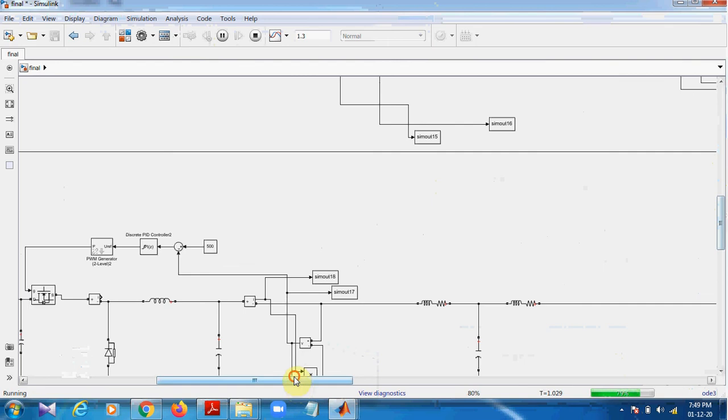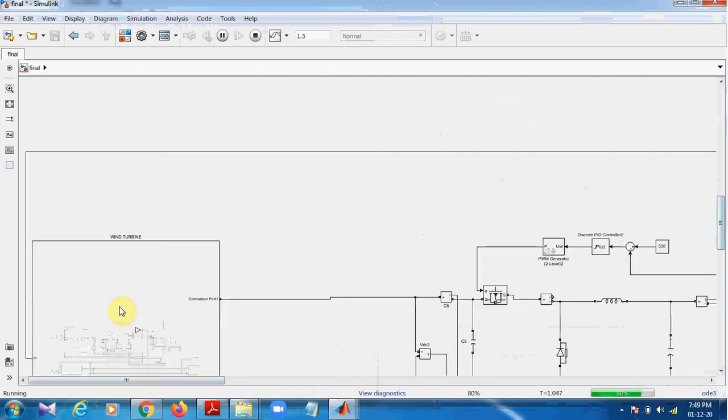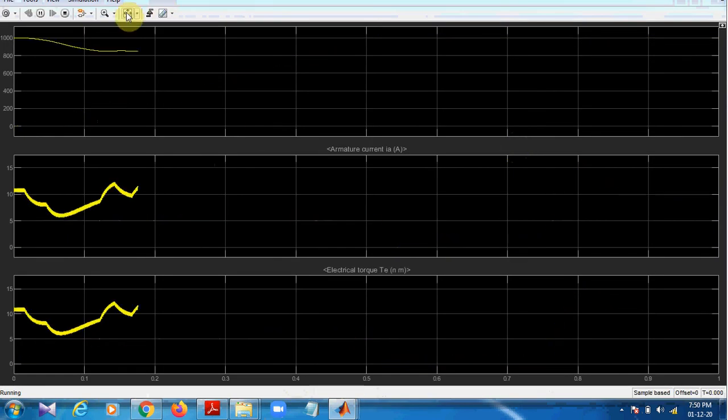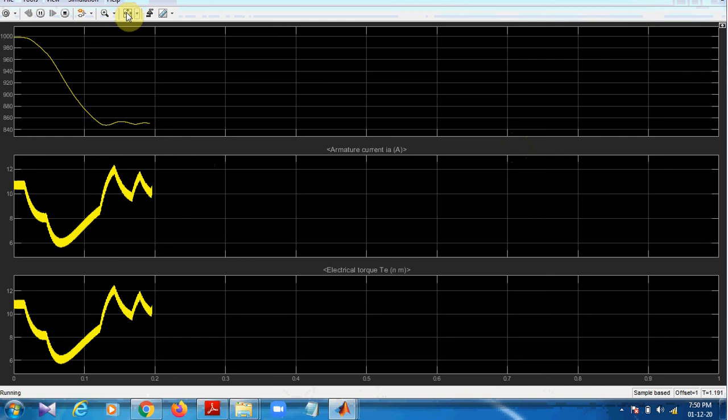Then we'll go to the wind turbine model. This is the wind turbine model. Here we can see wind speed, armature current and electric torque. So this is how it is being represented. You can see a clear graph for that. The first graph is current, the second is torque, and the third is wind speed per second.